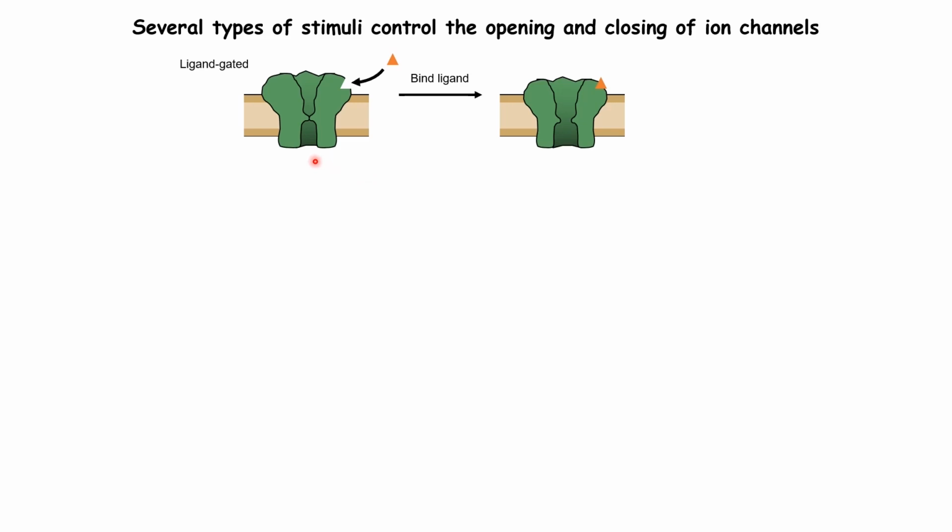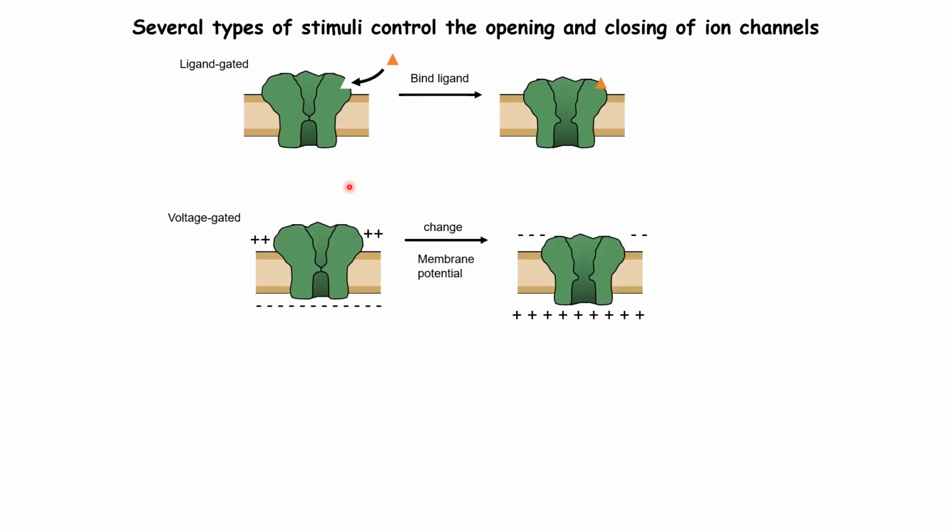These kinds of ligand gated ion channels are found commonly in neurons. When neurons communicate with each other, they release neurotransmitters, and some of these neurotransmitters perform this role of the ligand. So they go and bind to ligand gated ion channels on other neurons and result in change in the activity of these other neurons. The second type of stimulus is voltage.